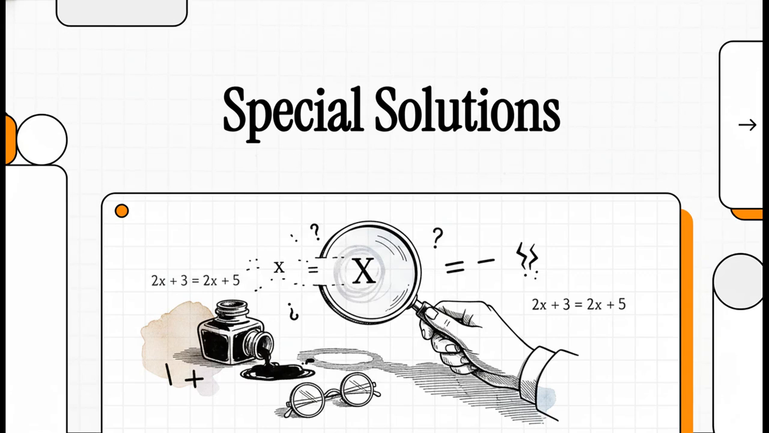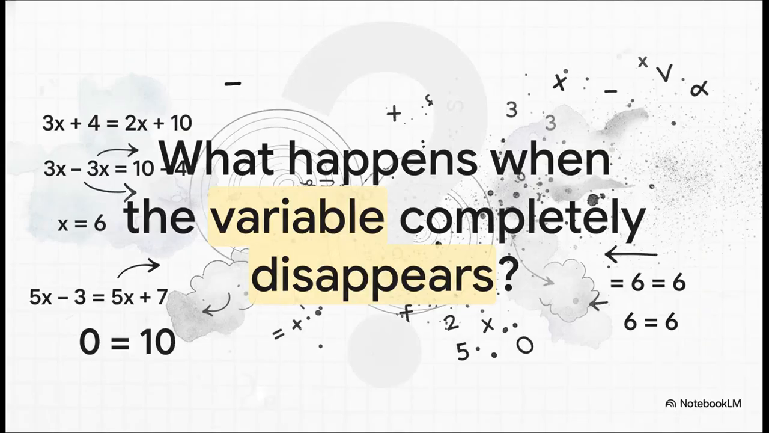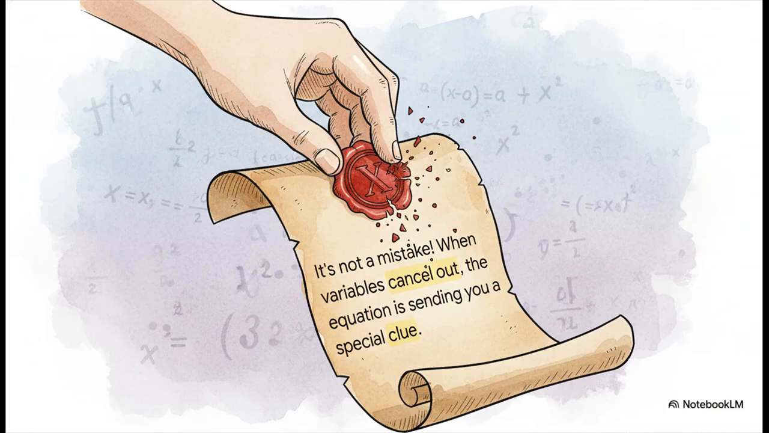All right, let's dive into one of algebra's biggest mysteries. I like to call it the case of the vanishing variable. You know the feeling. You're working through an equation, you're following all the rules, and then, poof, the x is just gone. You're left staring at something weird like 5 equals 5. Did you mess up? Is this some kind of math error? What is going on? No, you didn't mess up.